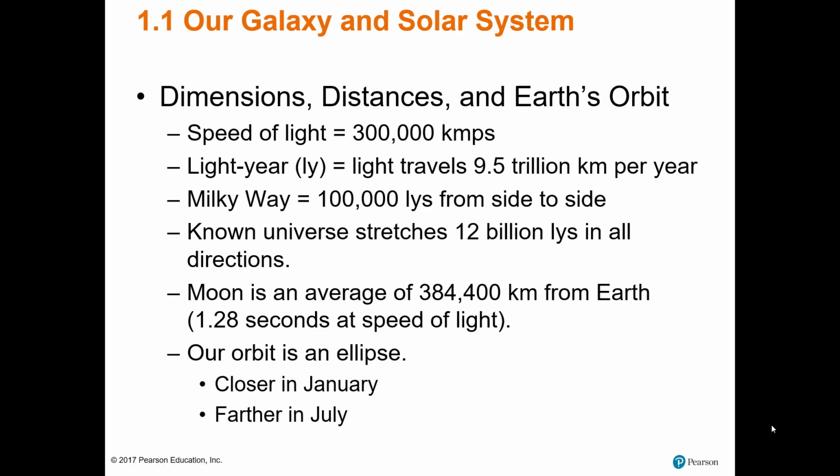and the moon is an average of 384,400 kilometers from Earth, and it takes 1.28 seconds for light to reach the surface of the moon to your eye. So if you see a partial moon or a full moon, that is light that is coming from the sun, and it takes a little more than 1 second to reach your eye. Our Earth's orbit is an ellipse. It's not a perfect circle, but it's longer than it is wide, and we are closer to the sun in January, and we're further away in July.